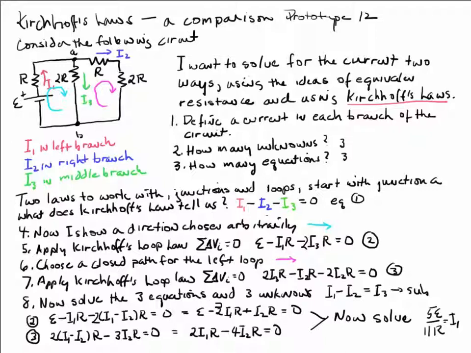Now solve, and you should come up with 5 times EMF over 11R equal I1, the current coming from the EMF source. I'll leave it to you to fill in the details. End of problem.